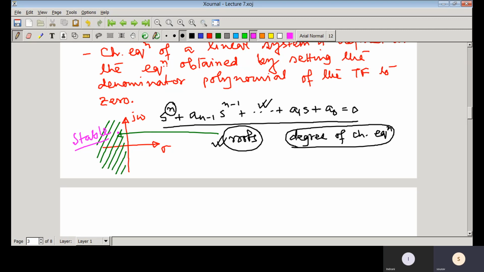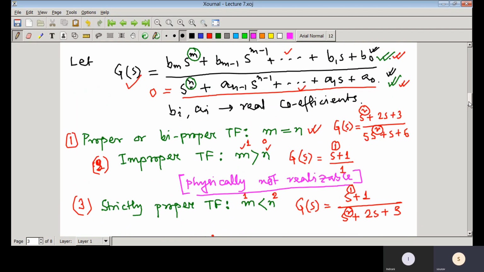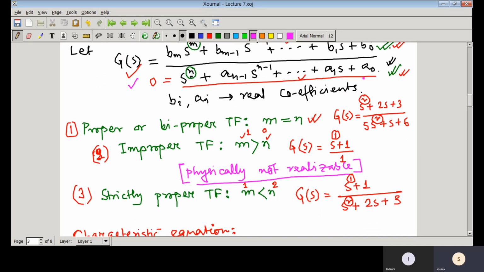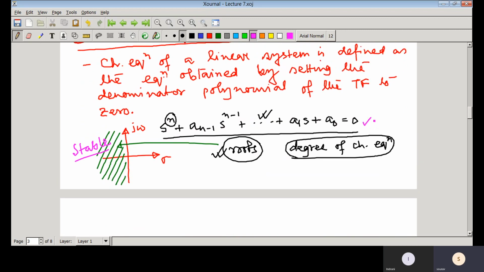So what is the characteristic equation? Whenever you have a transfer function, you just write the denominator polynomial equal to zero. Then you find the roots of that polynomial. And if the roots lie in the open left half of that complex plane, then the system is stable. And another definition is, you find the maximum degree of that polynomial. So the maximum degree is n.